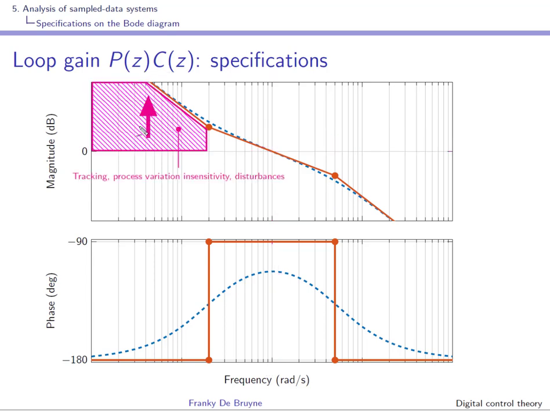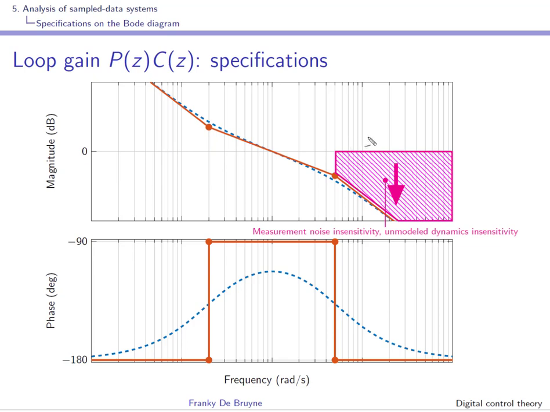In the low frequency range, we wanted the gain of PC as high as possible, so we're pushing here. This is because we want a good tracking performance, and we want insensitivity to process variations, and we want to be able to reject low frequency output disturbances.